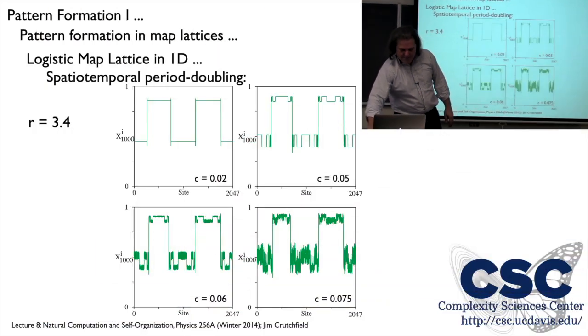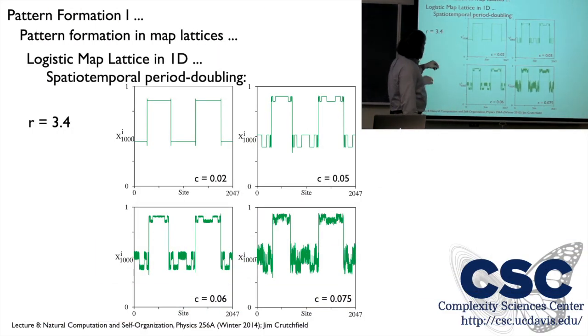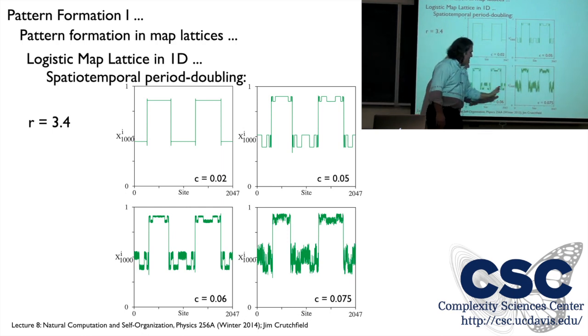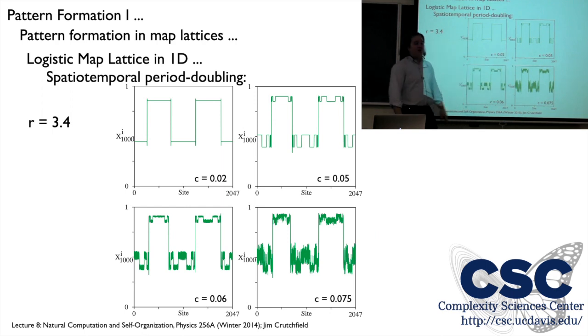Okay. So now what I'm going to do is just show you a little tour of the phenomenology, trying to explain as much as we can based on our knowledge of the period doubling structure of an individual map. So I'm going to increase the parameter value R, so the map is taller now, to 3.4, then show a series of diagrams where the coupling strength increases.